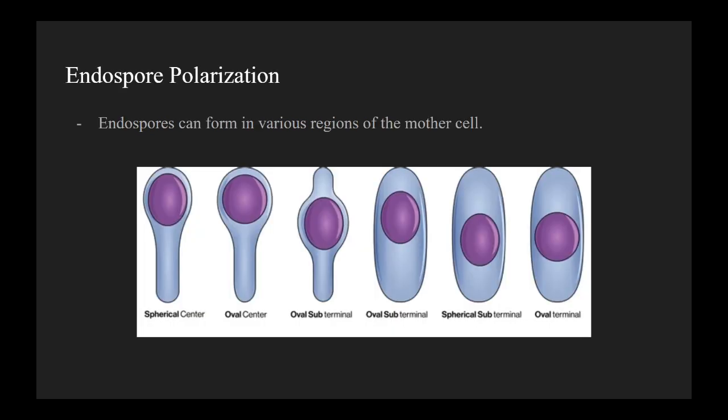And then I don't know if you'll have to know this for the exams, but last year I just put this on my cheat sheet. Endospores can form in various regions of the mother cell. So there's a lot of different names for where exactly and what shape they create when they form here. So you have the endospore and then the mother cell on the outside, right?